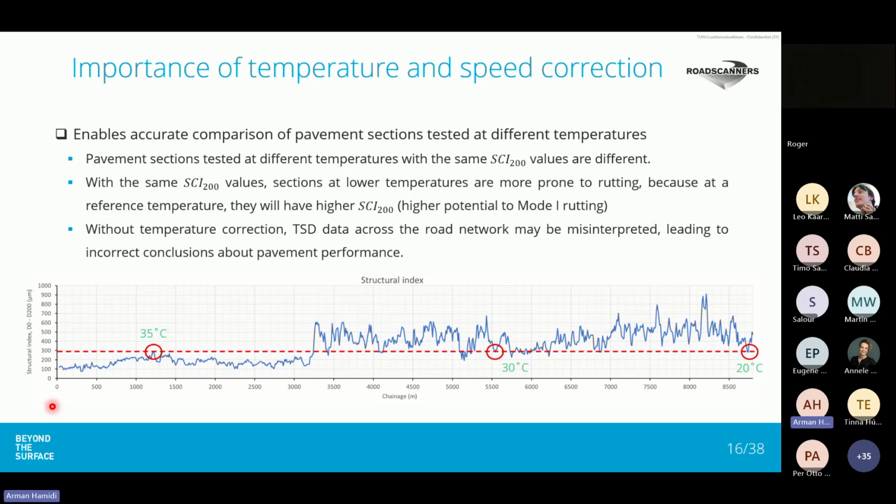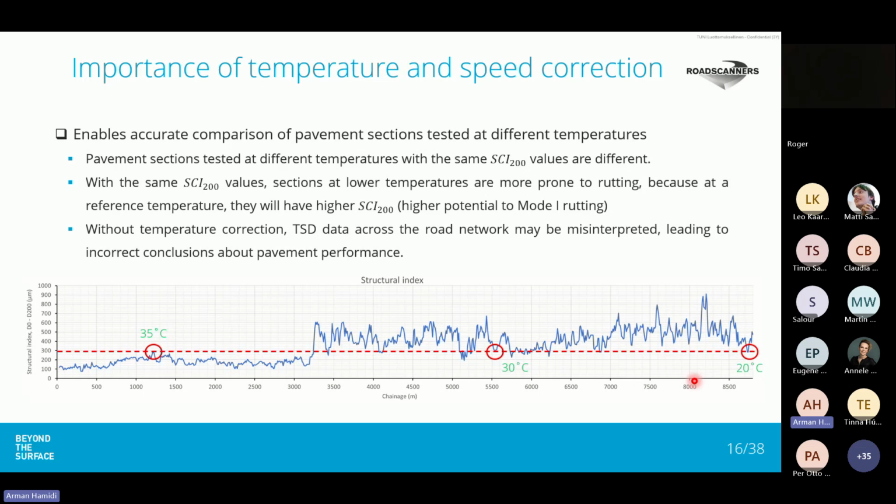SCI 200 is believed to be related to mode 1 routing. So when SCI 200 increases, the potential of mode 1 routing increases. If we consider these 3 points that were specified using these circles, if we do not correct the effect of temperature and speed, for these points, SCI 200 is 300 micrometer. If we do not correct temperature and speed, we treat these points similarly. So we will think that the potential of mode 1 routing in all of these pavement sections is equal.